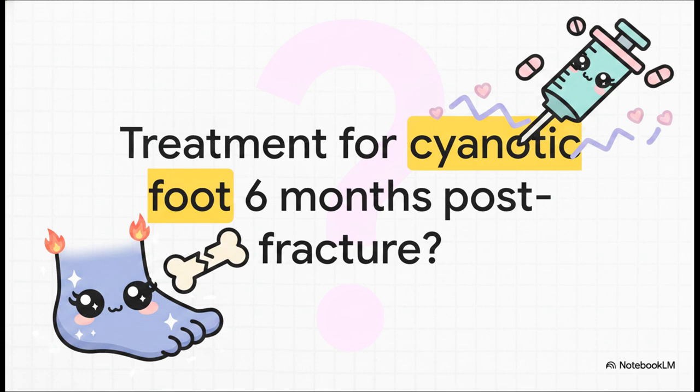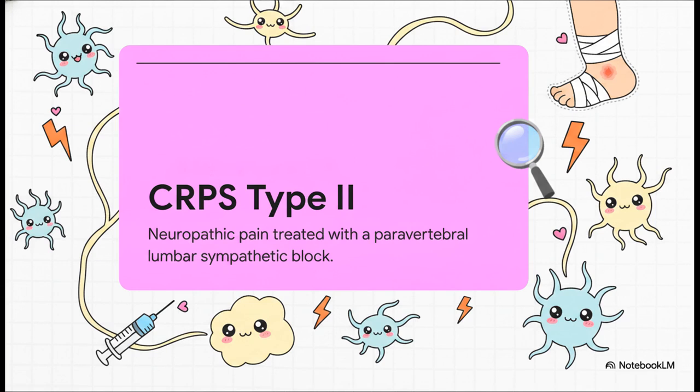Imagine it's 6 months after a seemingly perfectly healed tibia and fibula fracture, but the patient develops this intense burning pain, hypersensitivity, and a blue cyanotic foot. What is the targeted treatment here? So, the diagnosis here is complex regional pain syndrome type 2, which historically was known as causalgia.